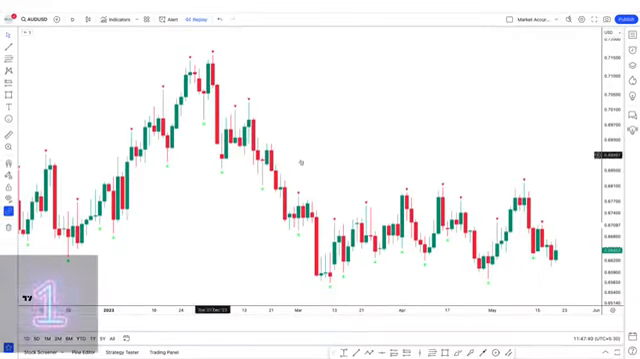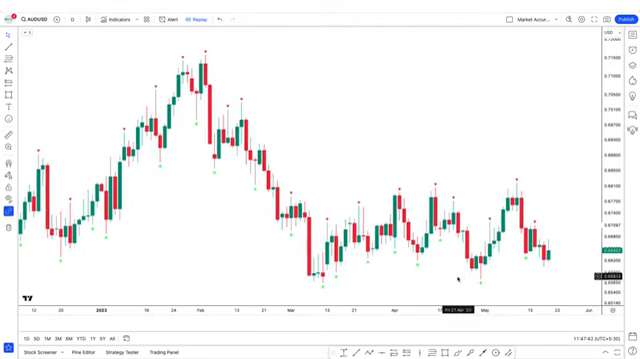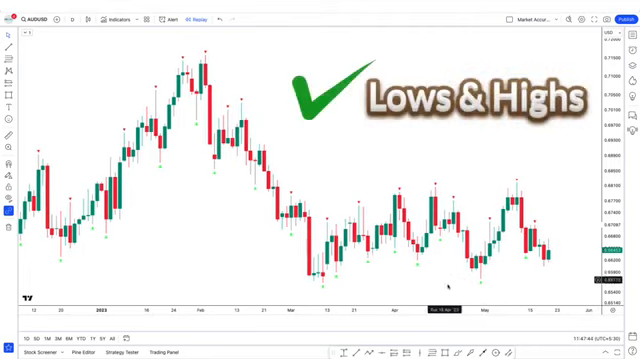Alright, guys, so here is example number 1. If you look at these arrows, they are basically fractals. It tells you the correct lows and highs.